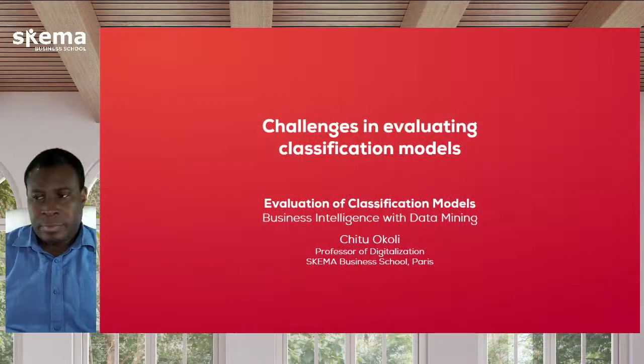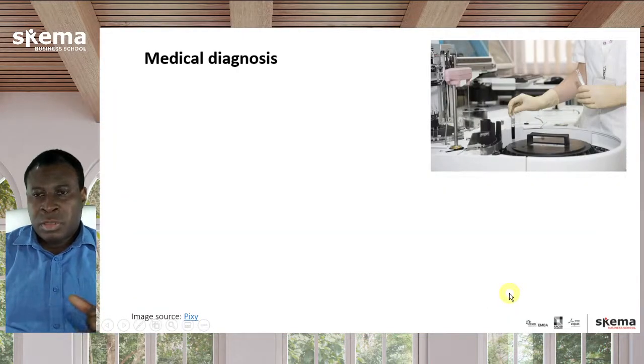In previous videos, we saw how to evaluate classification models. Well, we made it look fairly simple, but in this video, we're going to look at some real-world scenarios that show that things might not be so simple in making actual organizational decisions. So our first scenario here concerns medical diagnosis.